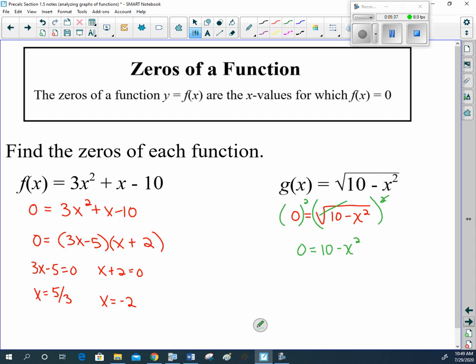Okay, then I'm going to add the x squared to the other side. So x squared equals 10. Take the square root of both sides. So x equals plus or minus the square root of 10. So that's our values there. We got plus or minus the square root of 10.